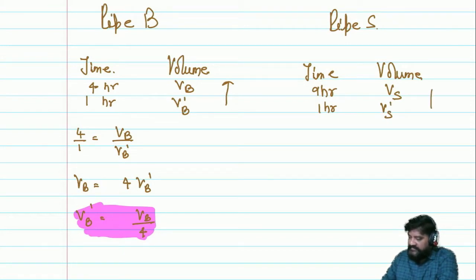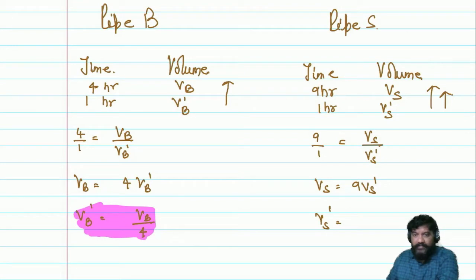Again, because this is in direct proportion, I can say 9 by 1 is equal to Vs by Vs1. And from here, I can say Vs is equal to 9 Vs1, or basically Vs1, which is the amount of water filled by the small pipe in 1 hour, is Vs by 9. Okay, let's make a note of this also. So that's the first set of information.